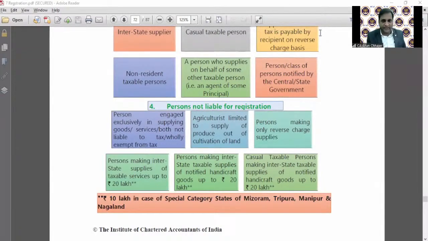I hope it is okay. Section 23 is okay to all. You may expect a direct theory question that lists down the situations in which a person is not liable to take registration. Please remember, you need to mention 6 points. You need to plot all 6 points. Now coming to section 25.